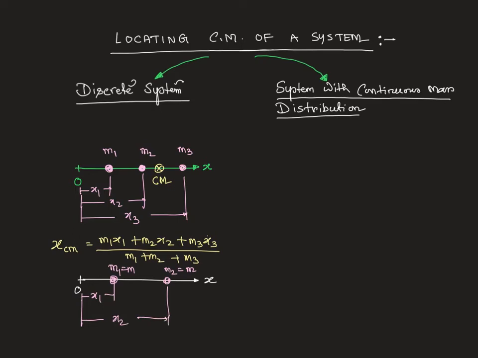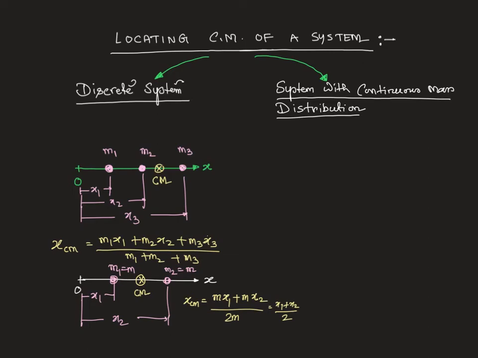So how do we locate the center of mass here? xcm is m1 x1 plus m2 x2, where m1 is m and m2 is m, divided by 2m. So xcm happens to be equal to x1 plus x2 by 2. So the center of mass is actually at the midpoint. So this is about a discrete mass system.